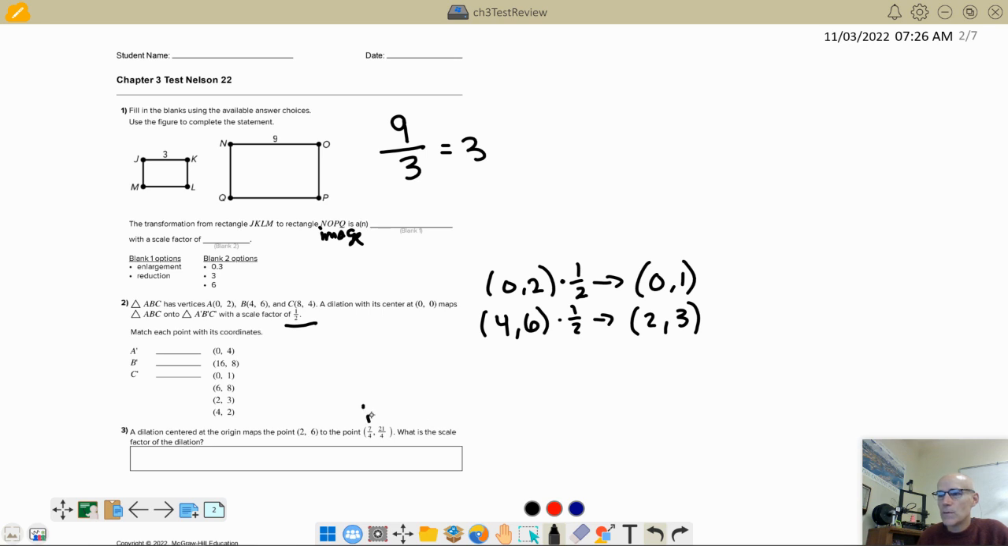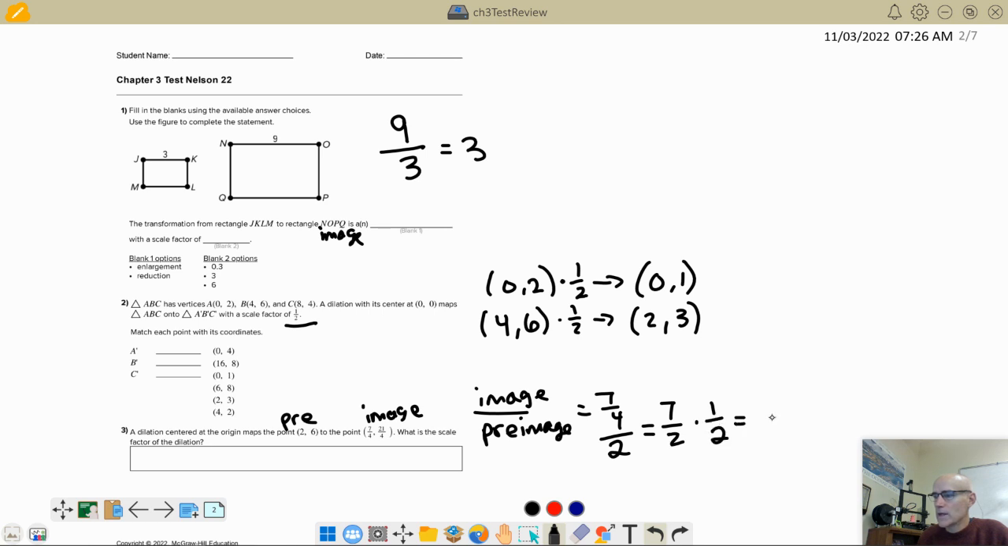Well, this is the image. This is the pre-image over here. Okay, so you always take image. Please put this down as your corrections. Pre-image. Okay, so what kind of numbers do we have? 7/4. So 7/4 divided by 2. When you divide fractions, you multiply by the reciprocal of what you're dividing by. So I end up with 7/4. Okay.